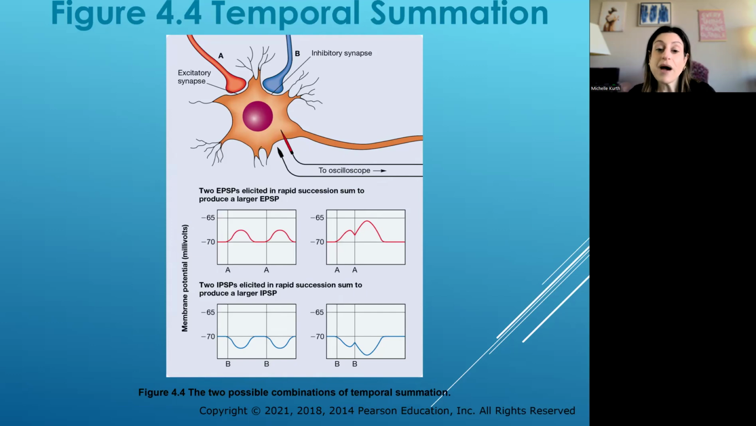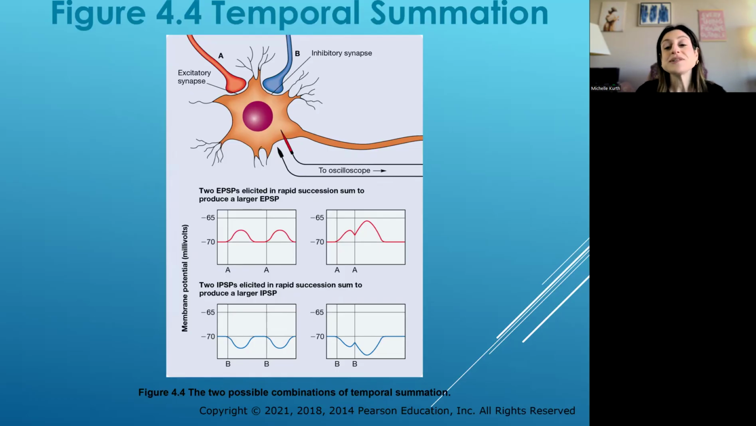Now, in the bottom graphs, you'll see two inhibitory potentials, so two IPSPs in rapid succession. The same thing happens with inhibition. If an inhibitory synapse fires repeatedly in quick bursts, those dips add together, which creates a stronger brake. That's like someone repeatedly saying "stop, don't do it, don't do it again" until you listen, essentially.